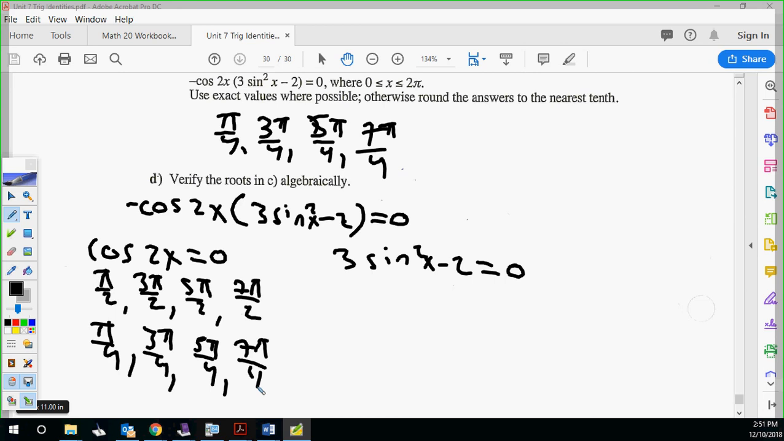What's up? The negative's irrelevant. Negative times 0 is 0. So the negative doesn't affect anything here, because we just want to know when cos 2x is 0. Just hang in there. You're getting weary. Okay, so this one. True. Just add the 2. We're just doing algebra here.